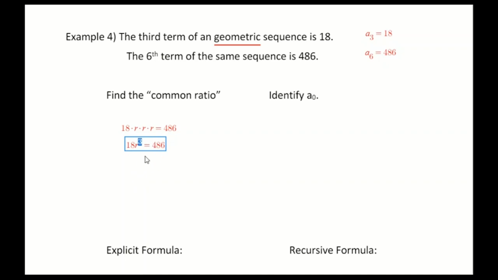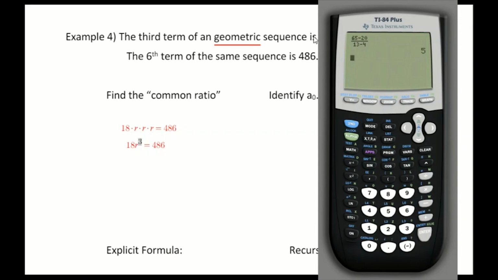So now we can actually solve for the common ratio. I'm going to divide both sides by 18, which I'm not going to pretend I can do in my head. I'm going to pull out the old calculator here. Well, I guess you should see it too. I've got 486 divided by 18, and I get 27. Okay, so now I've got an equation that says r cubed equals 27.